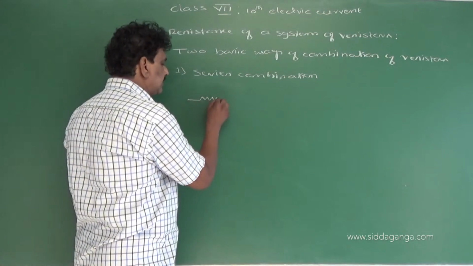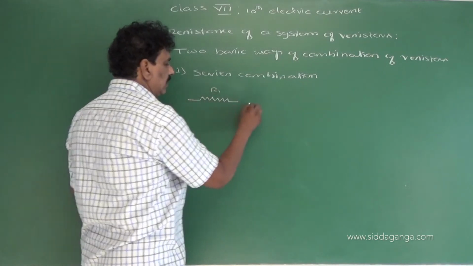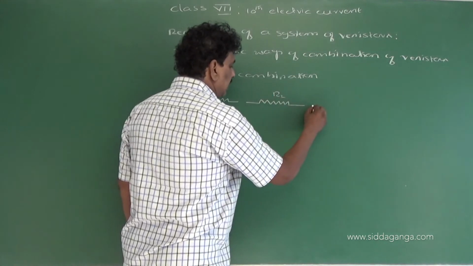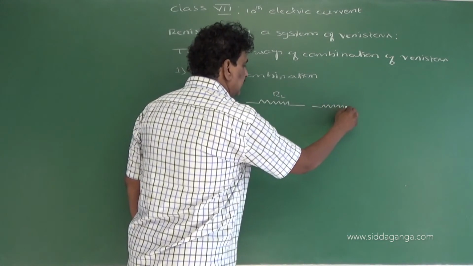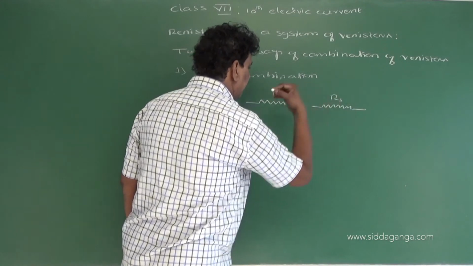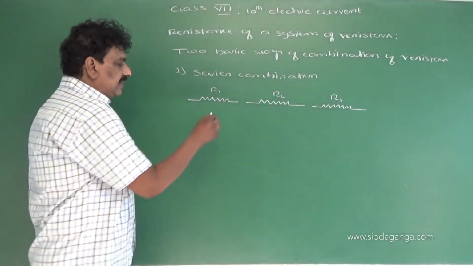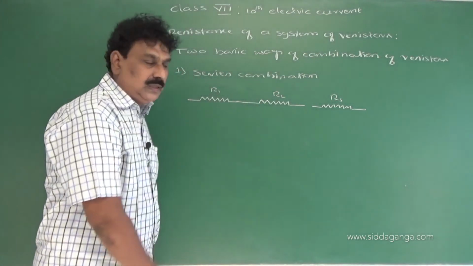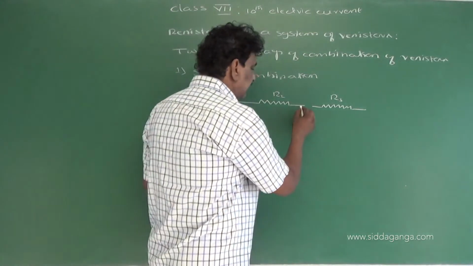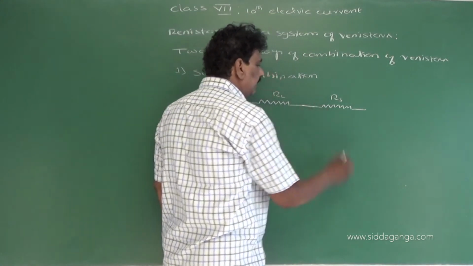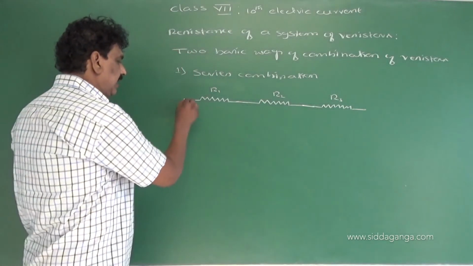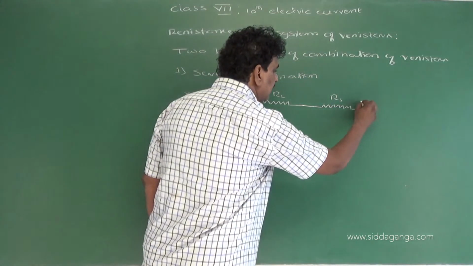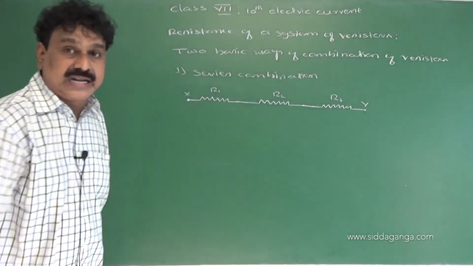Here we have a resistance R1, another resistance R2, third resistance R3. These three are connected end to end, that is, one end of R1 is connected to one end of R2, and the other end of R2 is connected to one end of R3, and so on. Such a combination is called a series combination of resistors, right?